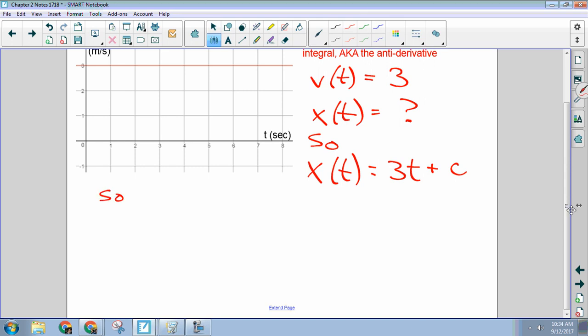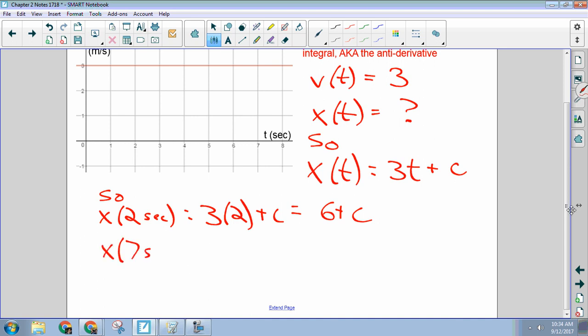So, let's do this. Let's find our position after 2 seconds. Well, that's 3 times 2 plus c. So that's 6 plus c, right? Similarly, our position after 7 seconds is 3 times 7 plus that same c, which is 21 plus c, right?